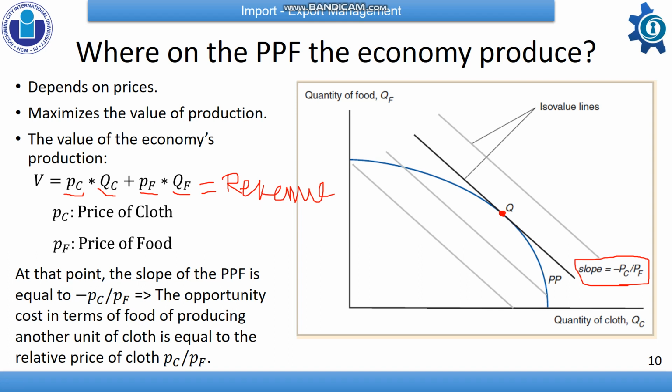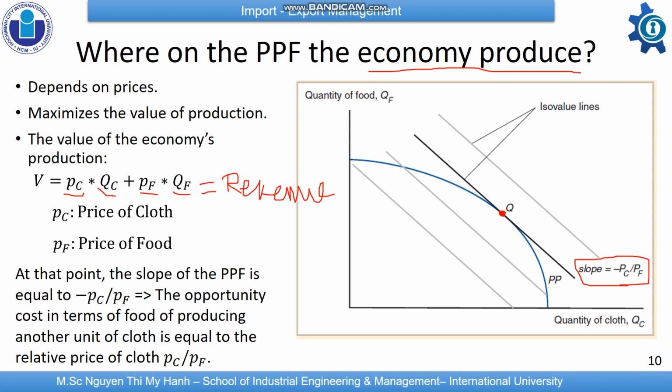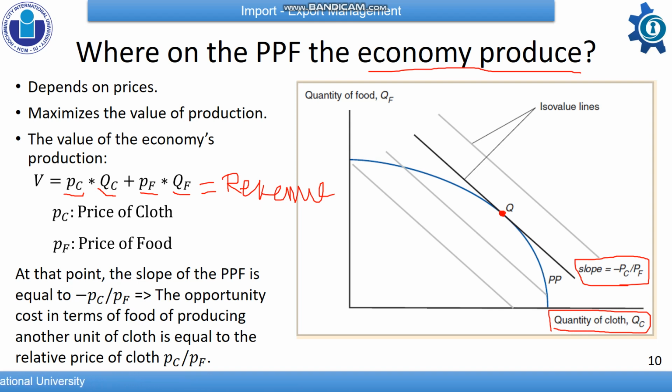Okay, so the economy will tend to produce at the point where the opportunity cost of cloth to food is equal to the relative price of cloth to food.